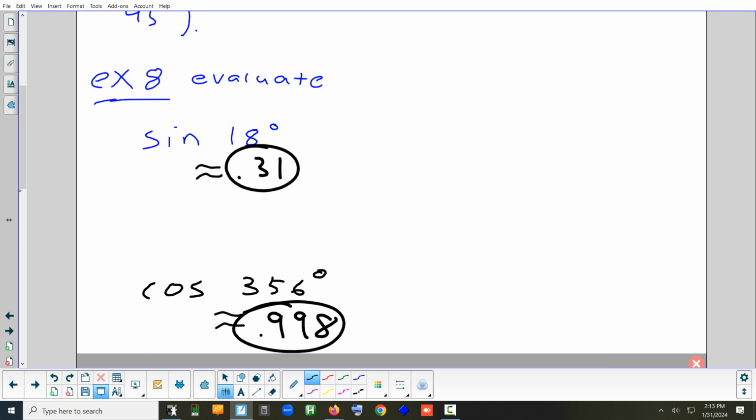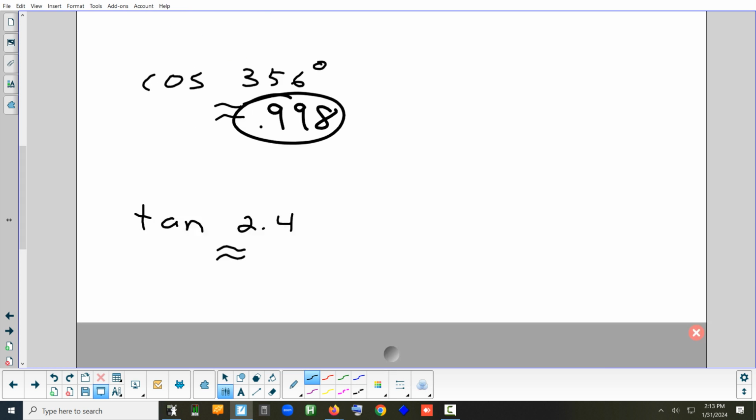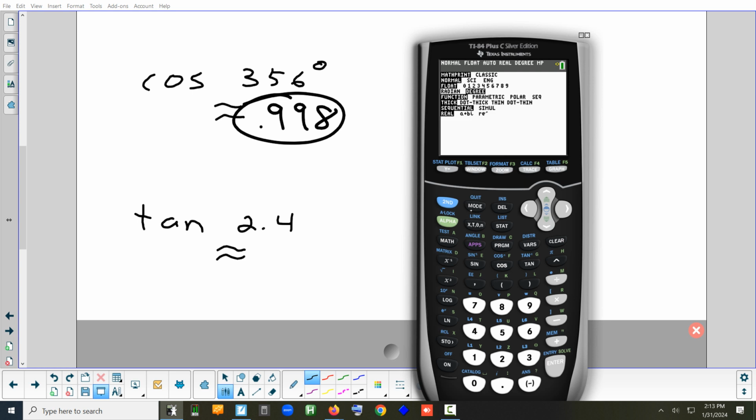What does this one say? The tangent of 2.4 radians. The absence of a degree symbol automatically means you need to be in radians. So go to your mode, put it in radians, tangent 2.4. And you should have gotten negative 0.916.